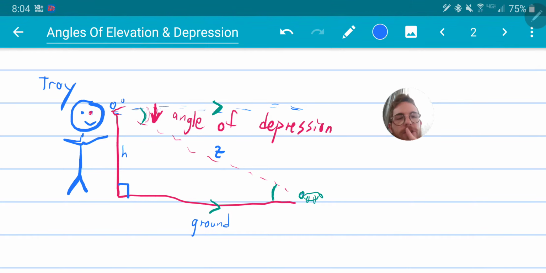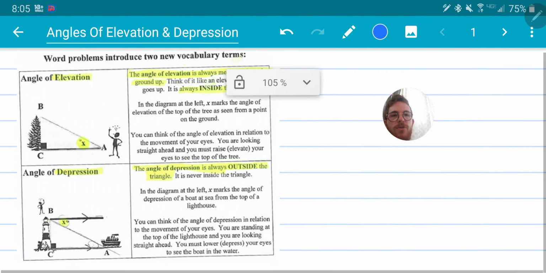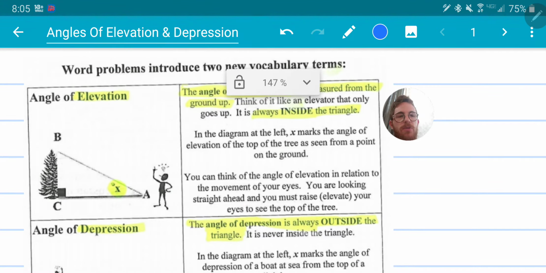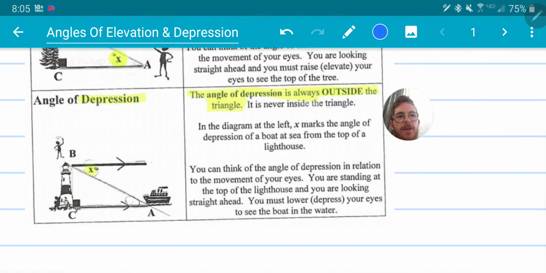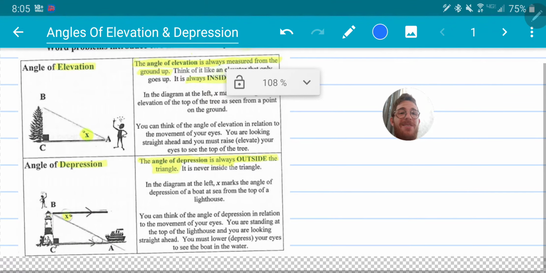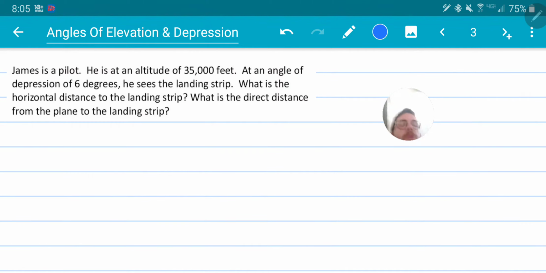These two demonstrations right here, super helpful. Right here is some more information. Angle of elevation, angle of depression. I'm not going to read through this word for word, but if you want to use those notes right there, you can always stop this video and check it out. Pretty much what I said, but with different words. Maybe better grammar, that's for sure. All right, let's take a look at a word problem.